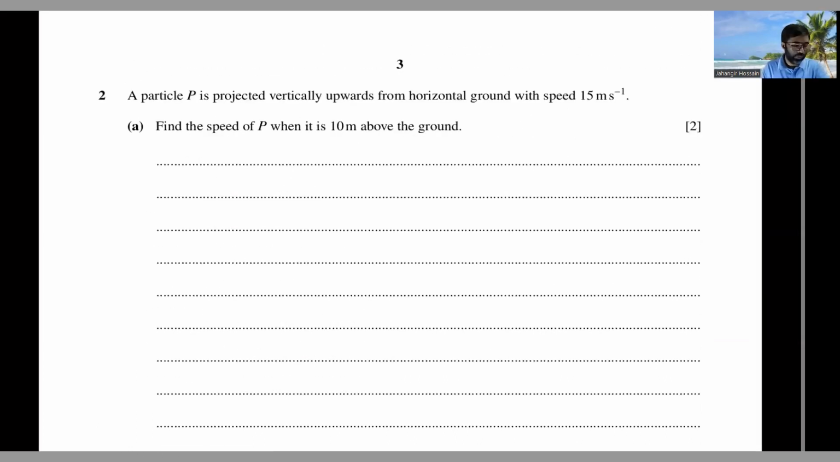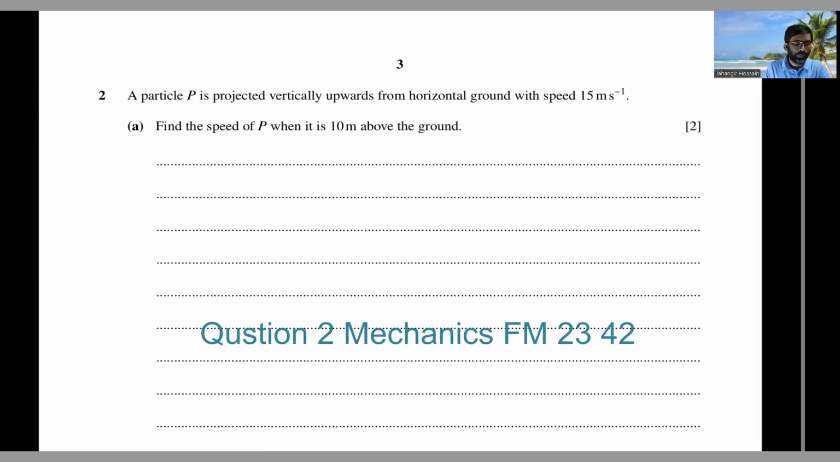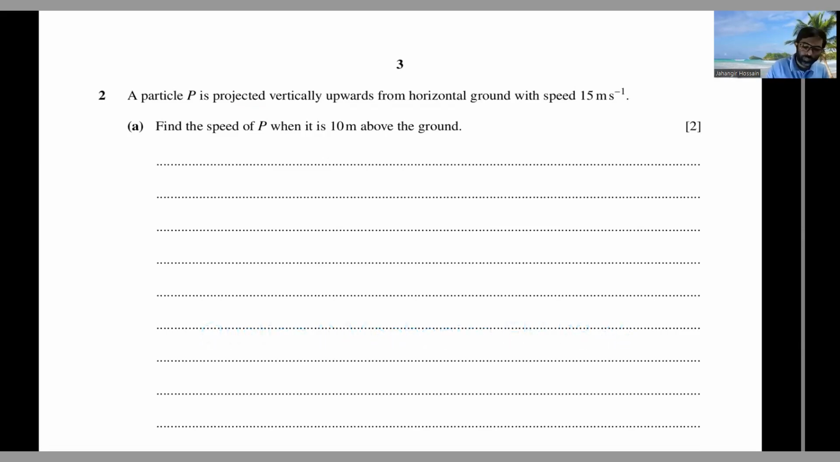In question 2, you see a particle is projected vertically upward from horizontal ground with a speed of 15 meters per second. Now find the speed of P when it is 10 meters above the ground. Now let's present this on a rough diagram. Here from the ground we are projecting it vertically upward with speed 15 meters per second.